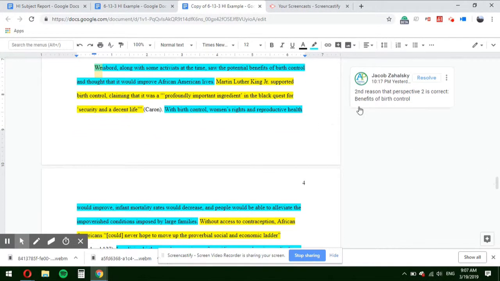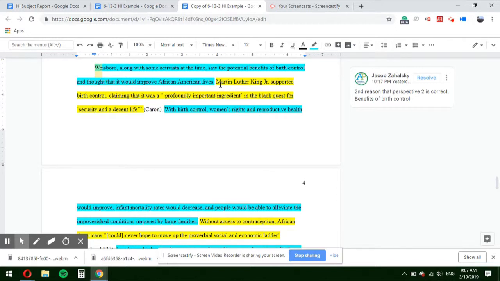So the assertion sentence introduces the second reason that perspective 2 is correct, that Weisbord, along with some activists at the time, saw the potential benefits of birth control and thought that it would improve African American lives. So rather than hurting African Americans, birth control actually could improve their lives.